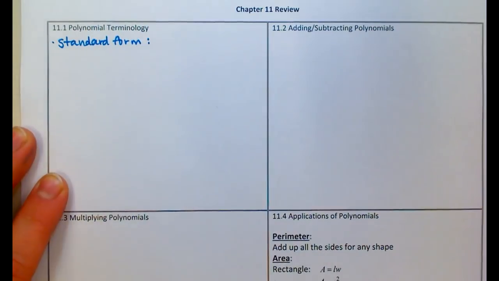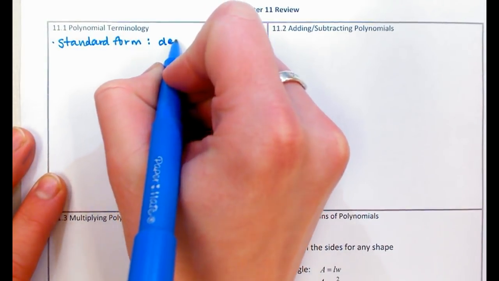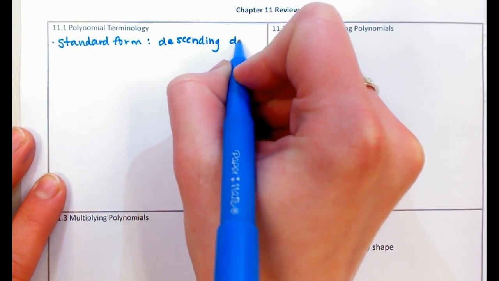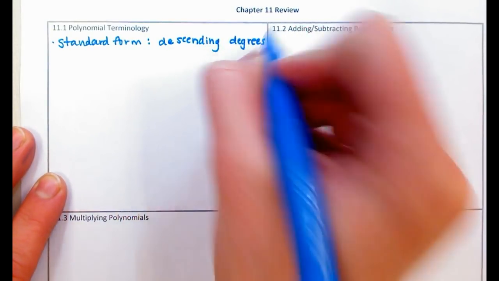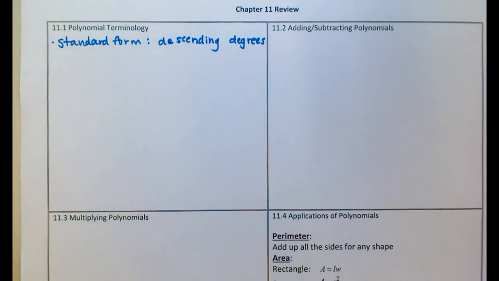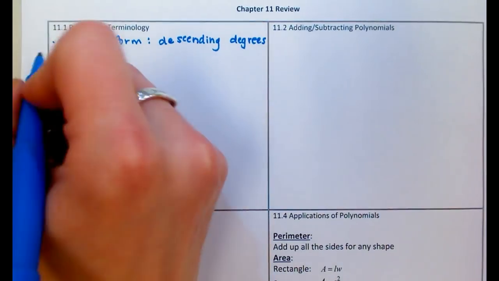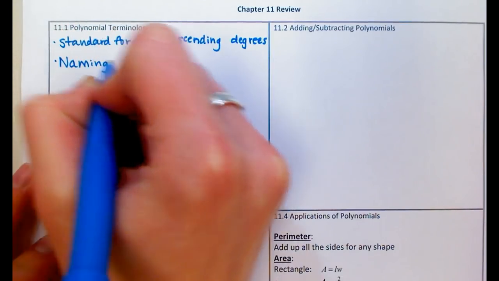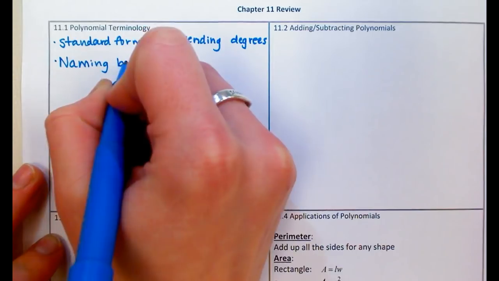Standard form for any polynomial is making sure that it's in order with descending degrees. So all of our answers should be in standard form. The next thing we're going to talk about is naming. We named polynomials by the number of terms.